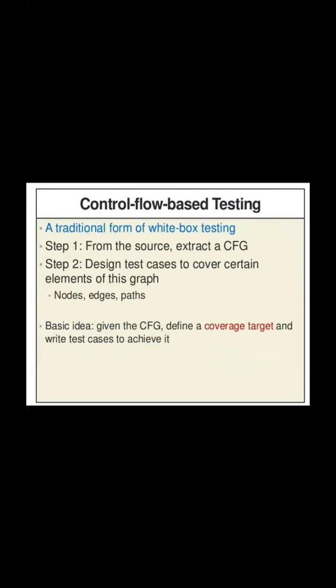Here, as an additional form of white box testing, we follow a two-step process. In step one, from the source we extract the control flow graph. We create a control flow graph, give the input, and check how the input is processed through the graph, and design the test cases to cover certain elements of the graph. In control flow testing we use a graph-like structure to identify the flow of data.